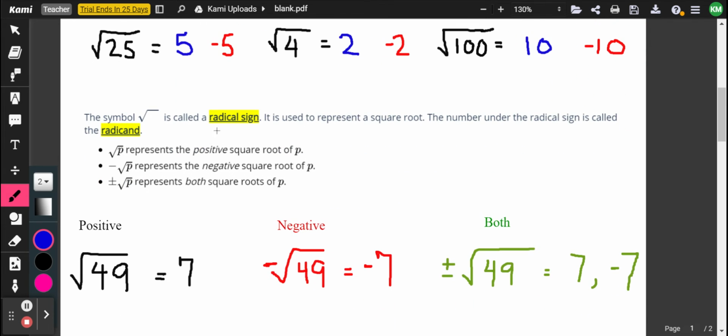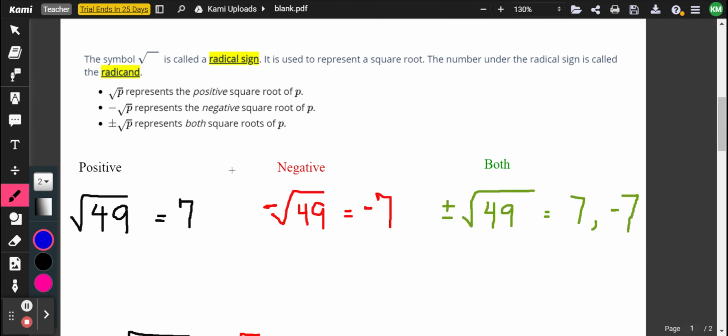That square root symbol is called the radical sign and is used to represent a square root. The number underneath the radical sign is called the radicand. There's three different ways we could show the radical sign. There's a positive, which is just the regular radical sign. There's the negative radical sign, which has a negative sign in front of it. And then there's the one that's asking for both answers, the positive and the negative, and that has a plus minus sign in front of the radical sign. So depending on what they're asking you for, you just have to look and see what type of radical they're giving you: if they want a positive answer, a negative answer, or both positive and negative answers.